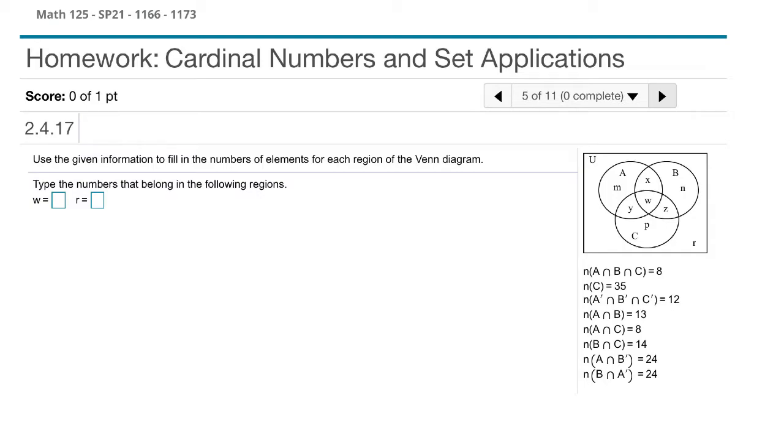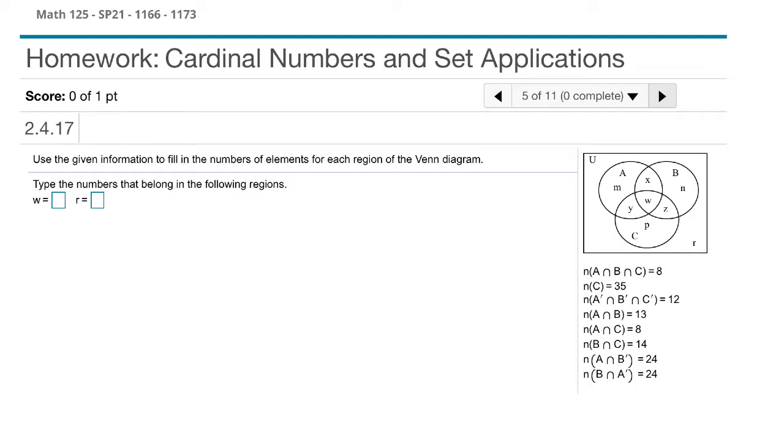Once again in this problem we are given a Venn diagram that has three sets this time. The cardinality of each region is labeled with variables, and given the cardinality of various sets, we need to figure out the values for the variables. So let's jump in and see how we can do this.